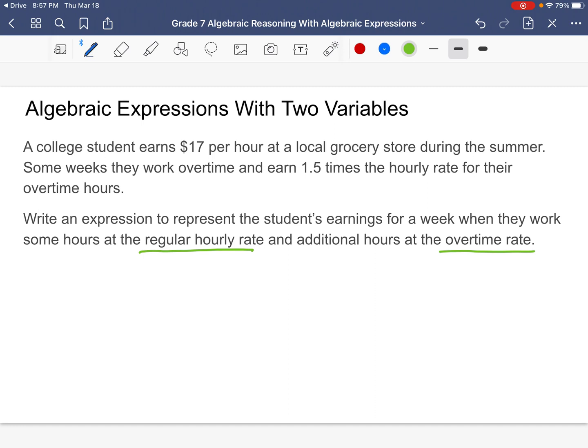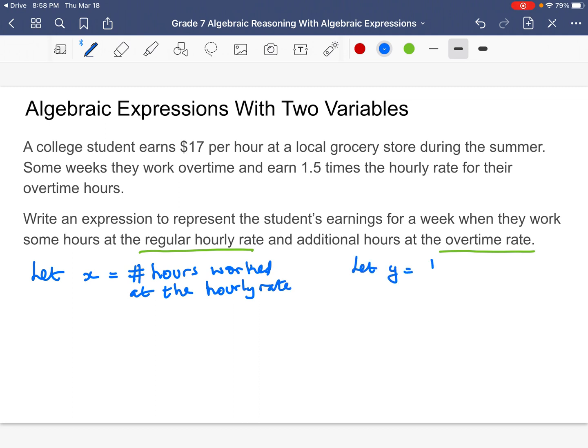So I am going to define 2 variables here. Let X equal the number of hours worked at the regular hourly rate, and let Y equal the number of hours worked at the overtime rate.